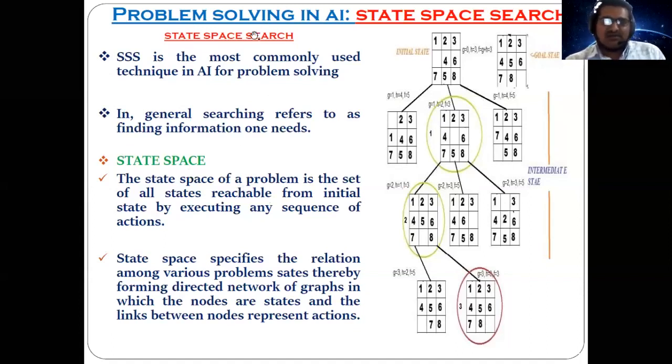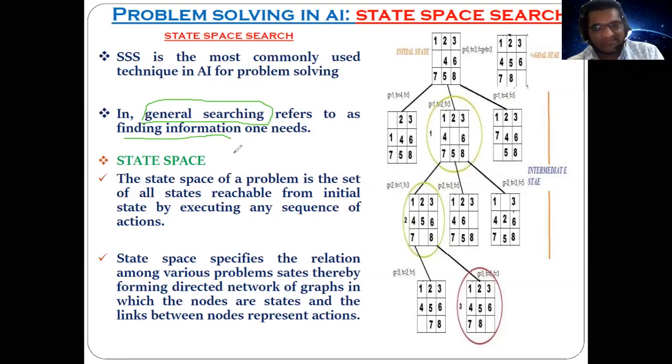Now, state space search is most commonly utilized for solving problems in artificial intelligence. So what is our concept of the term general searching? Searching is nothing but finding something. Finding, yes. That is what we refer to as searching. Here the meaning of searching is the same: finding some information one needs, or finding some solution to some problem. That is also considered searching.